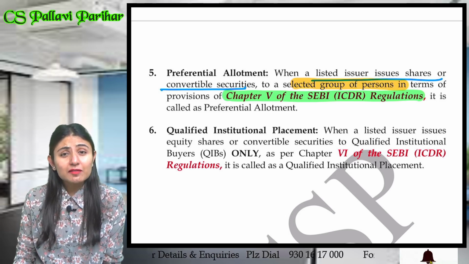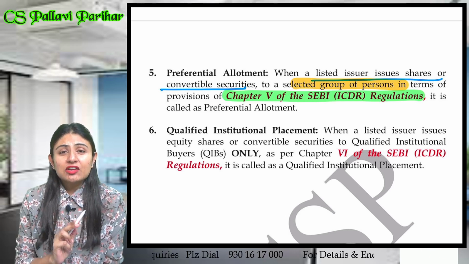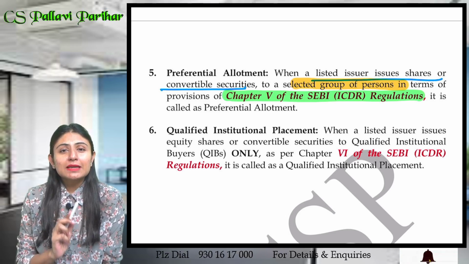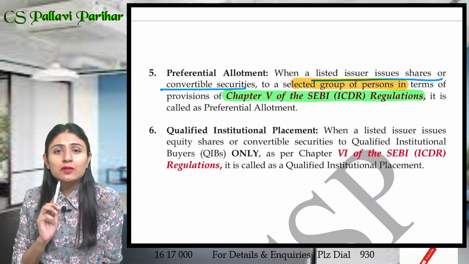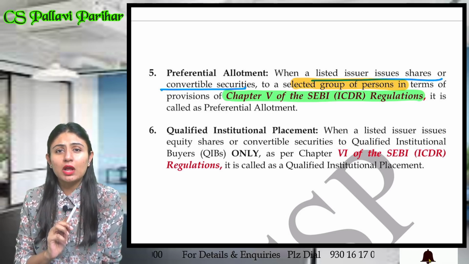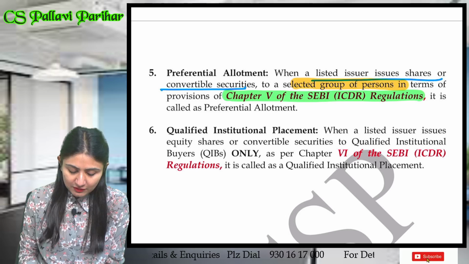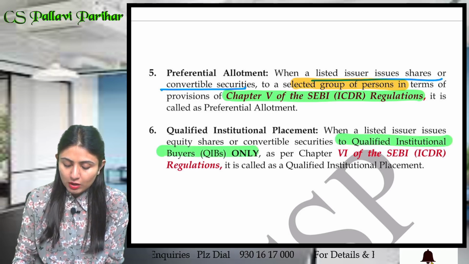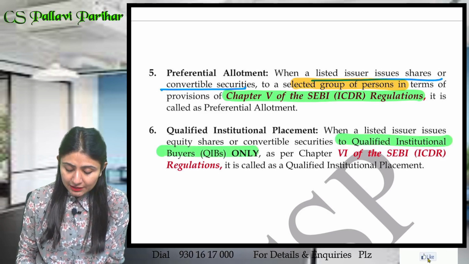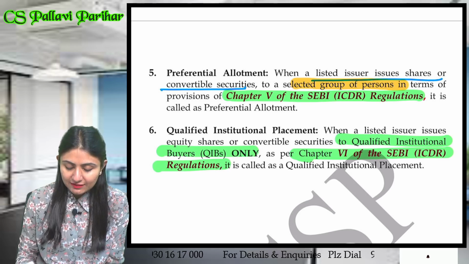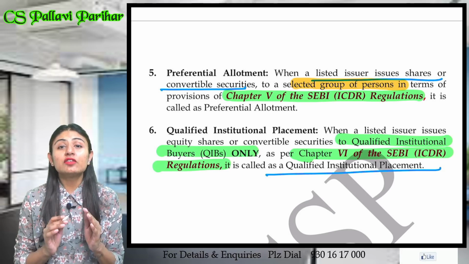And then last but not the least, when your issue of shares or convertible securities is meant again for a selected group of persons, and not the general public or your existing shareholders, but these selected persons shall only be qualified institutional buyers, that is QIBs, and you need to comply with Chapter 6 of the ICDR regulations, you call this kind of issue a qualified institutional placement.